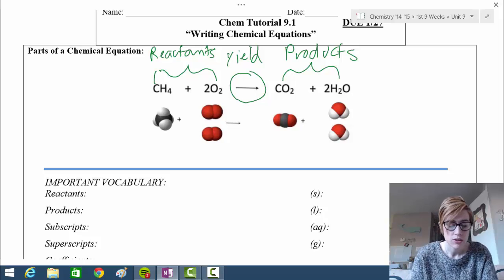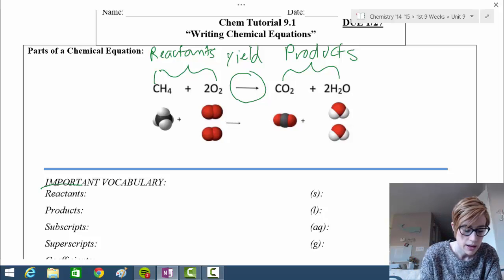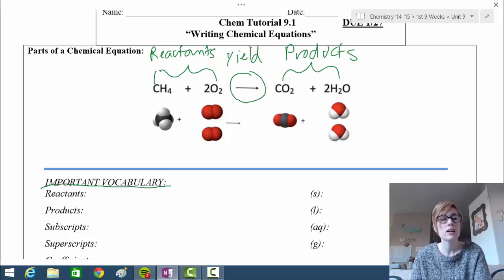Something else I want to point out is down here I have a list of important vocabulary. I'm going to go through defining these terms for you, but I will not write them on the screen, so as I describe these words, write them in your important vocabulary section. So the yield sign is our separation between the reactants and the products. Our reactants are what we start with at the beginning of a reaction, and our products are what we end with, or what we form after the reaction is over.